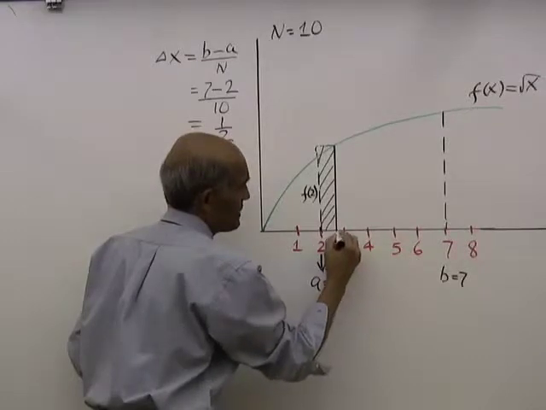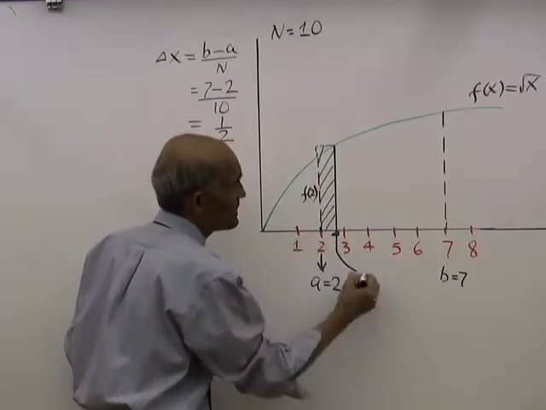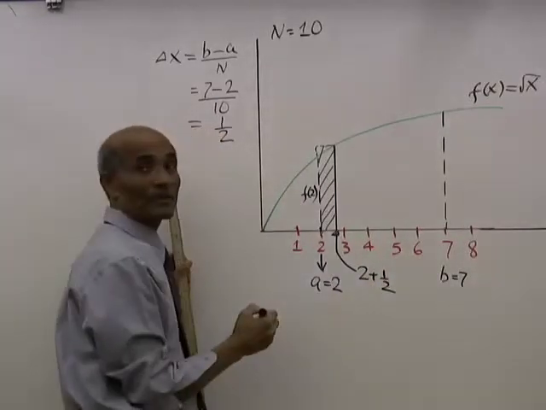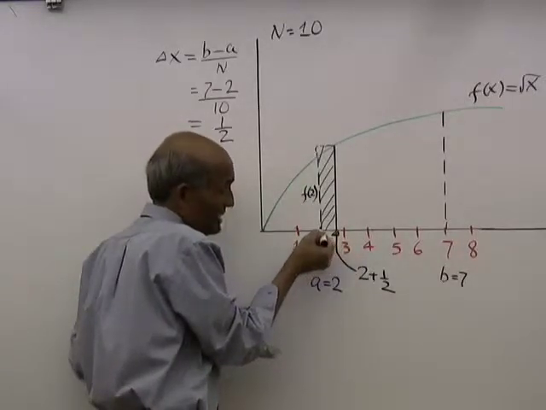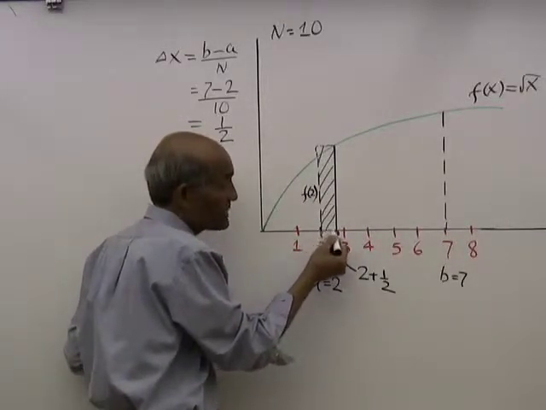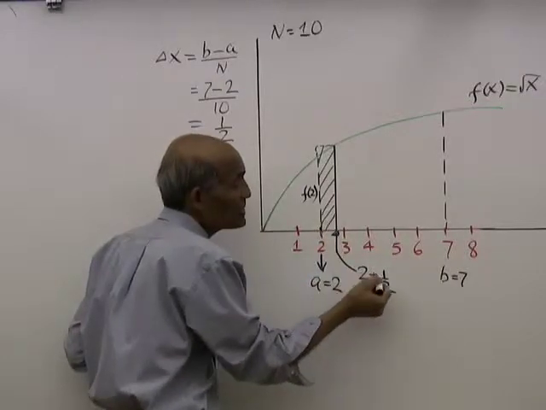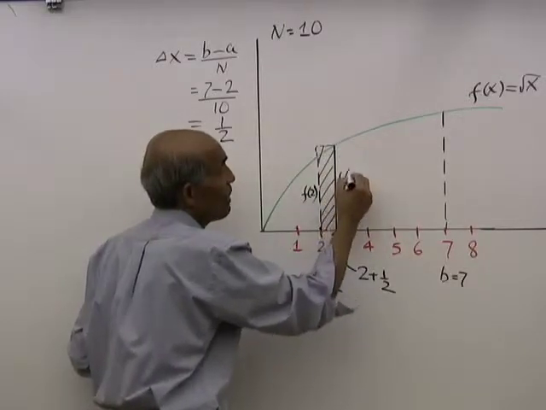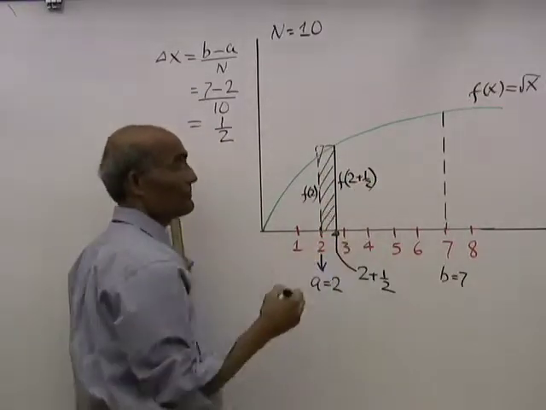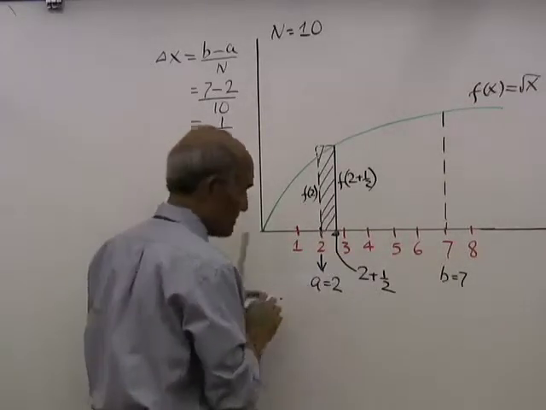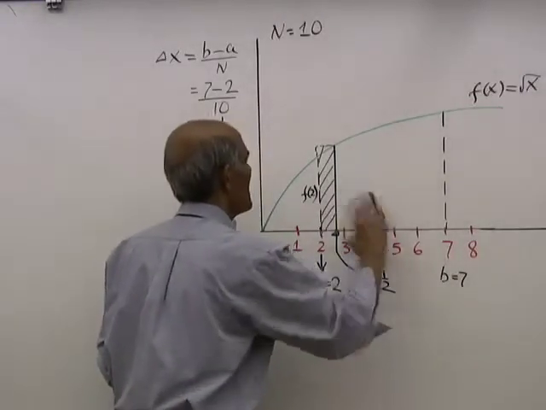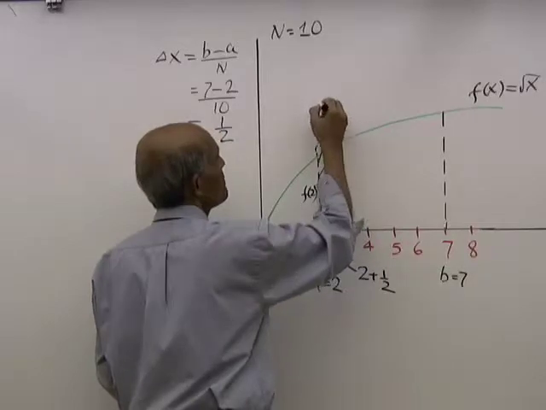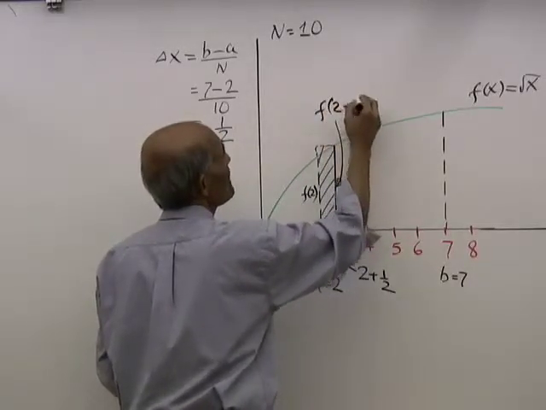I'm going to put an arrow here and say that x value will be 2 plus that delta x, which is 1/2. Do you understand that? This x value is 2. The delta x is 1/2. So the next x value is 2 plus 1/2. And so this height will be f of 2 plus 1/2. Now, let me write it above here. This height I'm going to call that way. That height will be f of 2 plus 1/2.